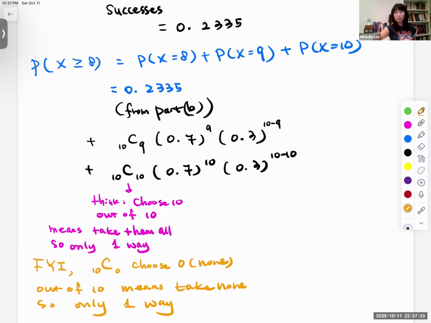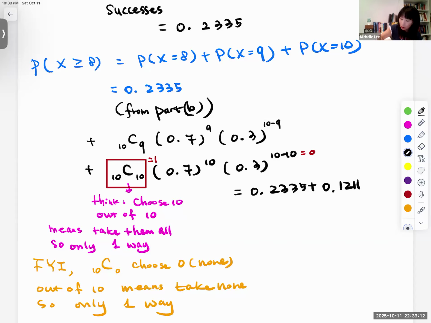Give it to me, the answer. Okay, so what do you have? So 0.2335 for x equal to 8. And then for x equal to 9, 0.1211. Okay, thank you. And then the last one, we can calculate 0.7 to the 10 power, because this one, any number to the 0 power is 1, right?